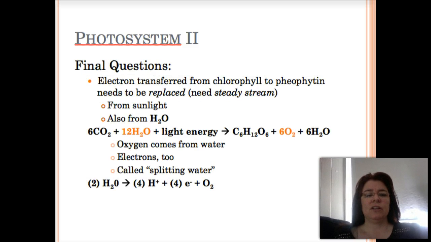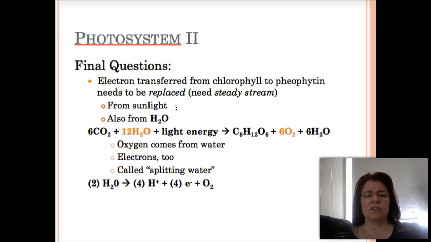So here's a final question. The electron that was transferred from the reaction center in the chlorophyll to the pheophytin molecule was lost, and the pheophytin was oxidized. Now, we have to replace this electron. We have to replace the electron in order for photosystem 2 to continue to operate. In other words, we've got to reduce the reaction center again so that there's an electron in the reaction center that's ready to be excited when more photon energy is absorbed.